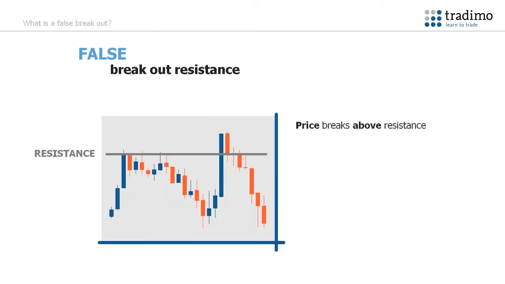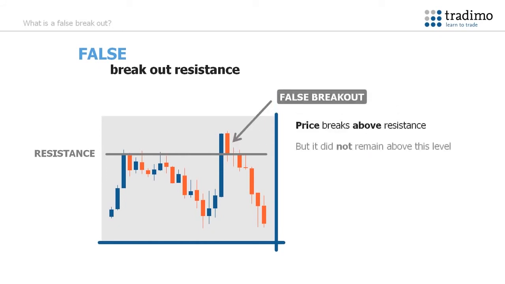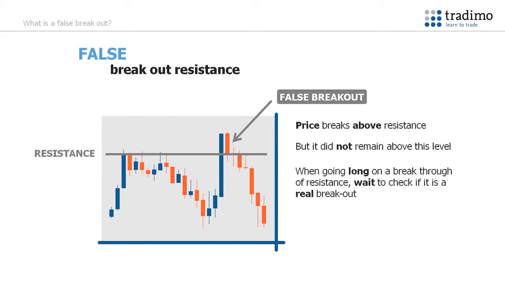A false breakout is when the price initially breaks out through resistance, but instead of finding support, it goes down beneath again, and the resistance level simply stays as resistance. Therefore, when you want to go long after a resistance level has been broken, you should consider waiting to see if the price breaks out and stays above the resistance level. The safest way to be sure is to wait until resistance has become support.